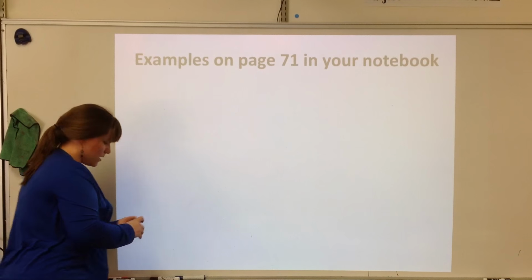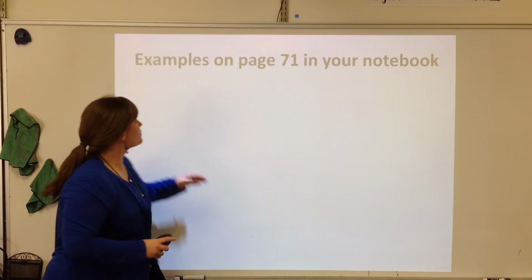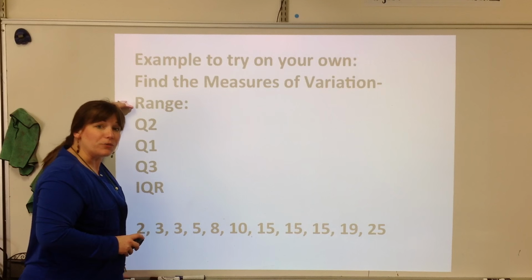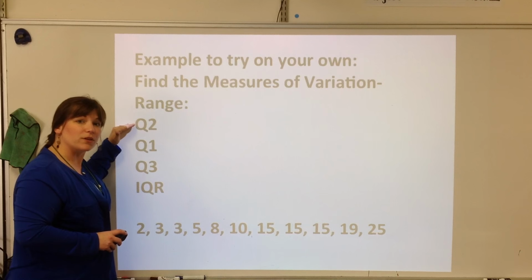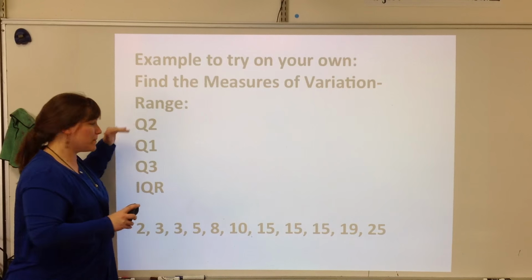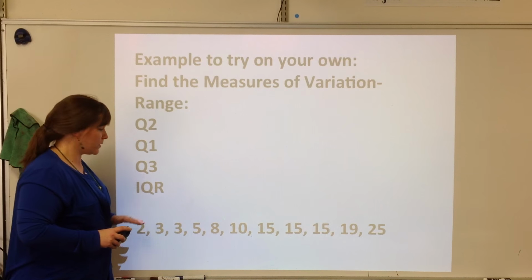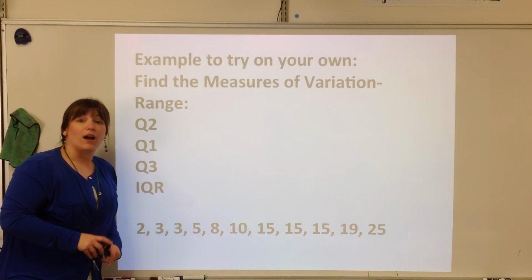Basically, it is to do the same thing. Find the measures of variation, including the range. You have to find the Q2 first, the median of the whole thing. Find Q1 and Q3, and then use your subtraction to find IQR. Here are your numbers. I will see you tomorrow.